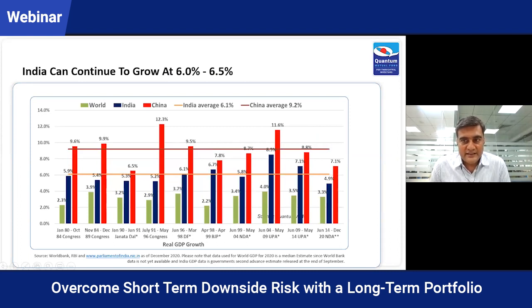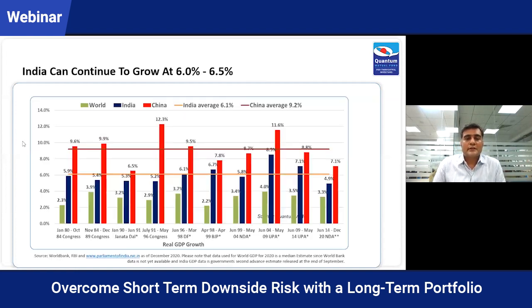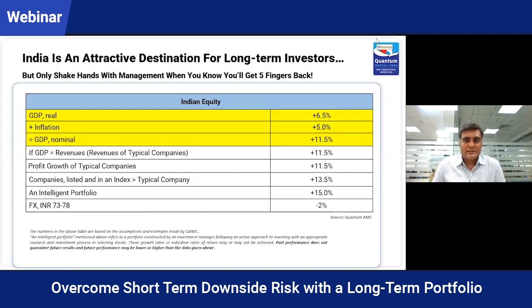That was more of a near-term story. Broadly, to anchor your expectations on asset allocation from an equity standpoint, we have to look at India from a little longer perspective. If you look at India's GDP growth in the last 35-40 years, it has averaged close to 6.5%. That is the real GDP growth.